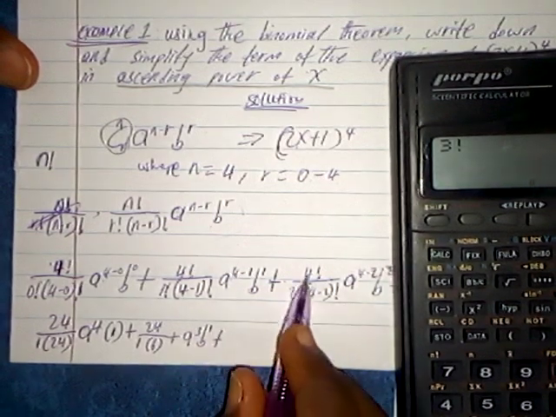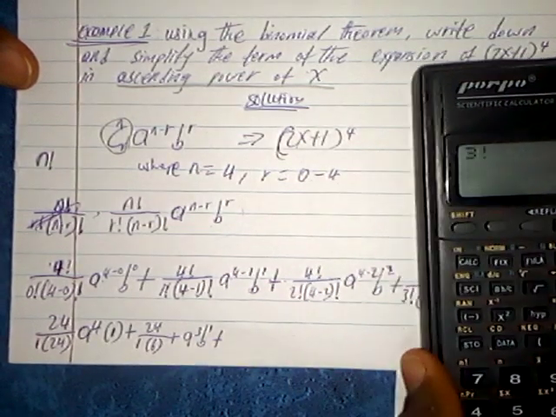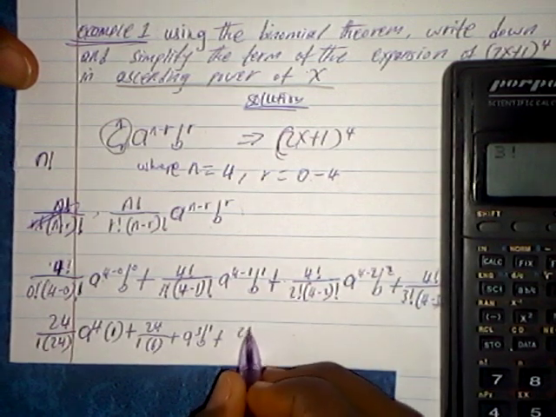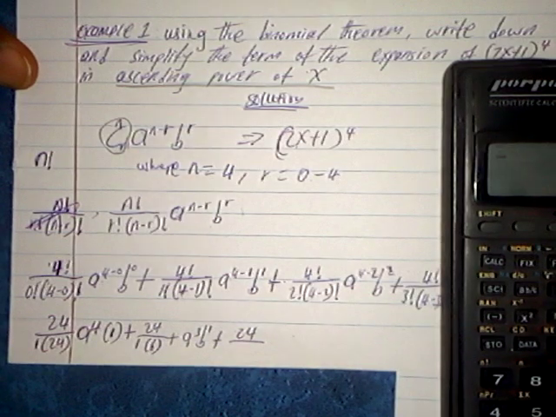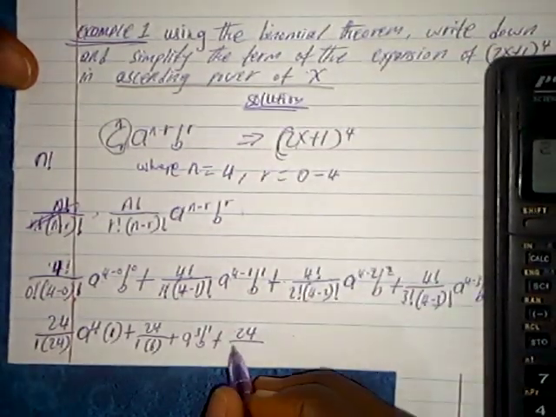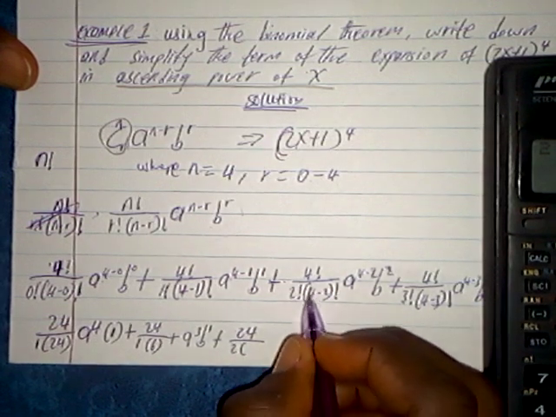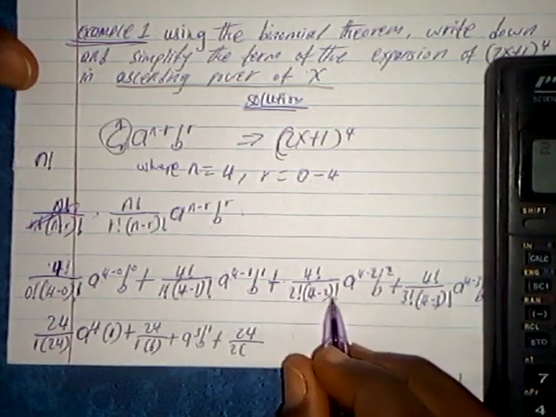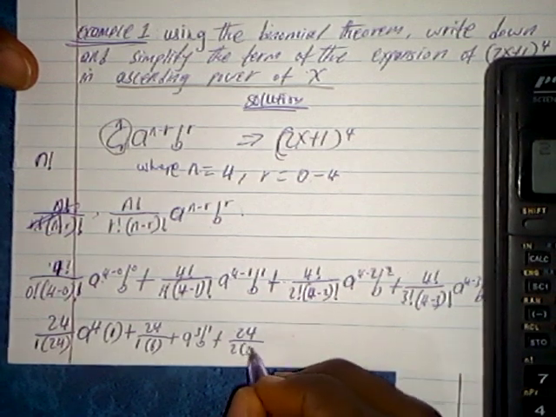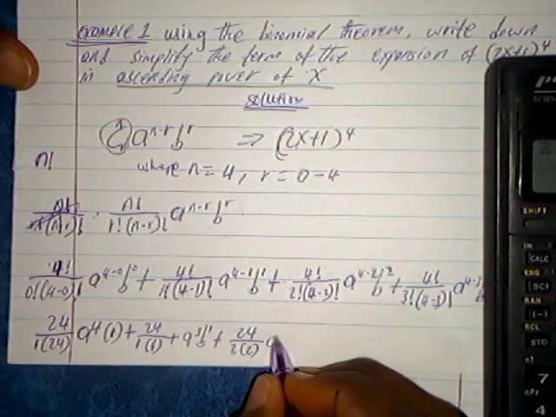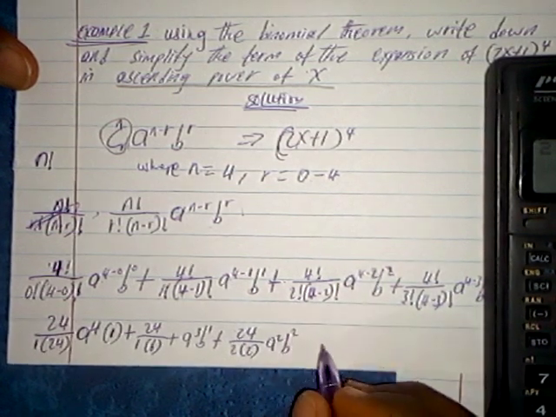Plus here again for this one we say 4 factorial, which is 24, upon 2 factorial. If you use your calculator, 2 shift factorial is 2. 2 factorial is 2, into (4 minus 2). 4 minus 2 is 2. 2 factorial is same as 2. A raised to the power 4 minus 2 is just 2. B raised to the power 2.